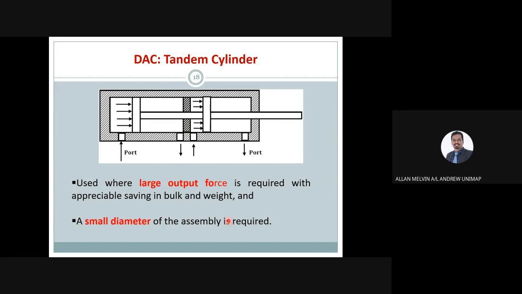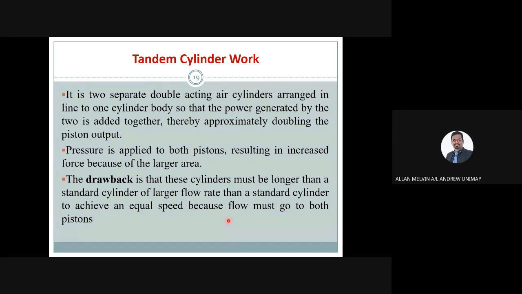Okay, so that is on the tandem cylinder. So you boleh tengok. It is two separate double acting cylinders arranged in line with one cylinder body. Macam saya bagi tahu tadi, one cylinder body but you have two double acting cylinders inside. So the power generated by the two is added together, thereby approximately doubling the piston output. So when one double acting cylinder can do 10 newton, dalam tandem cylinder ada dua double acting cylinder. So instead of 10 newton, dia boleh buat 20 newton. So itu yang dia explain dekat sini.